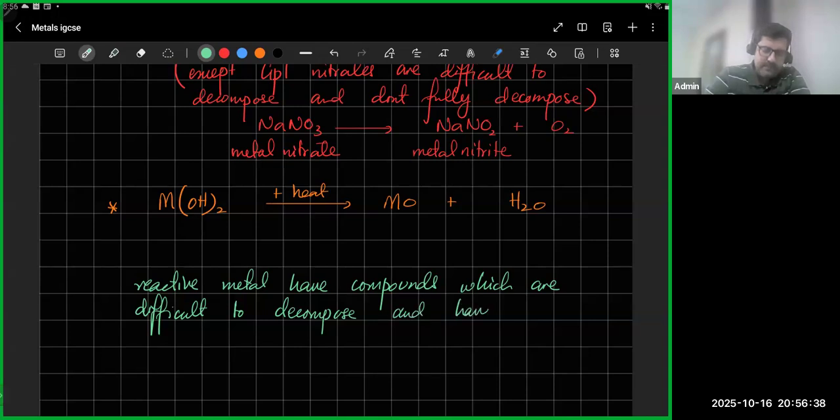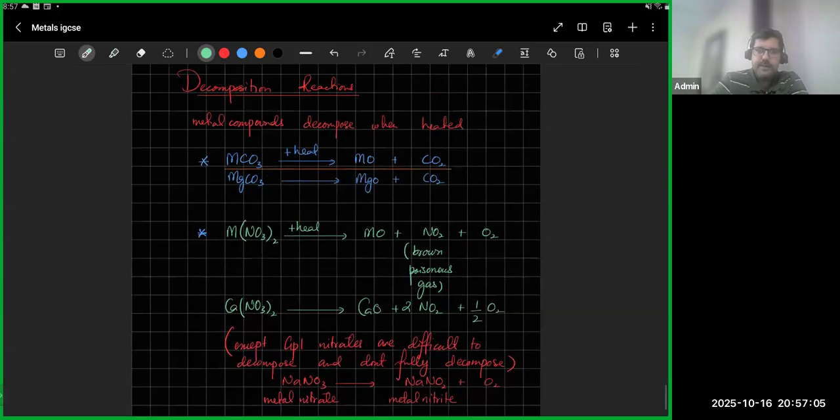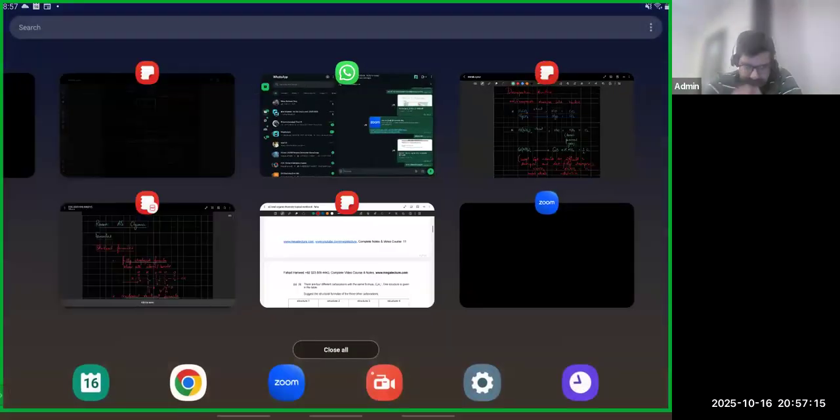And they have a higher decomposition temperature. Here they're going to have a lot higher decomposition temperature. So the more reactive the metal is, the more difficult it's going to be to decompose it. So remember this. This is probably the last thing, which is that nitrates, carbonates, and hydroxides, they all decompose. And that's it.